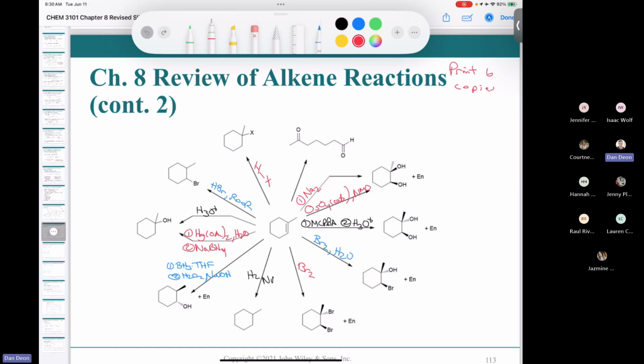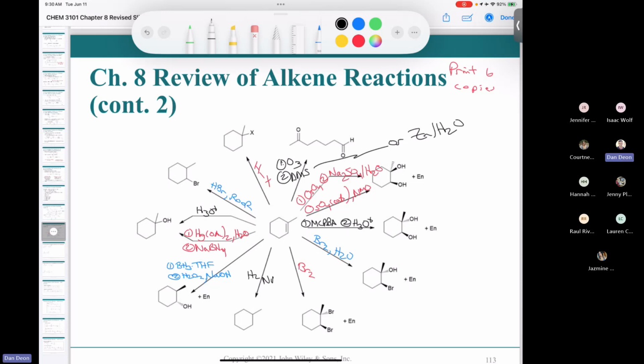Getting ahead of myself. Step 1, osmium tetroxide, followed by sodium sulfite in water. That works too. And the last one is ozonolysis. Step 1 is ozone. Step 2 is DMS, or it can be zinc in water. Okay, either one is totally fine.